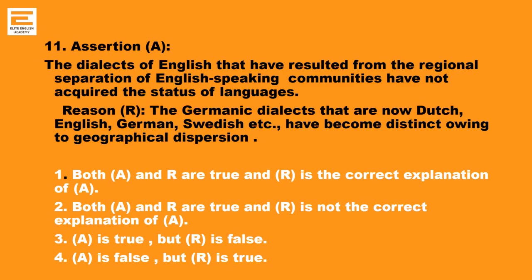Of course, there are many dialects in England. Only the Highland and the Mid Highland variants in the Middle English period, and in the Old English period the Wessex dialect, and some dialects like that, got official recognition. So the first statement is true. Second one: Germanic dialects that are now Dutch, English, German, Swedish have become distinct owing to geographical dispersion.